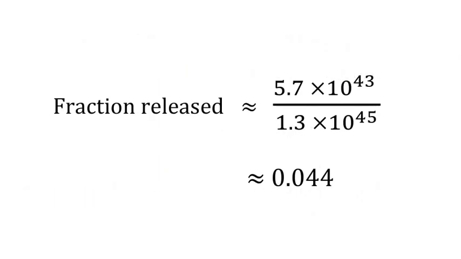So now we can do a really simple calculation and say, of all the energy that's potentially available to a star to be liberated through nuclear burning, what fraction has it actually managed to do that with? The answer is the ratio of those two numbers I've just calculated. It's 5.7 times 10 to the 43 divided by 1.3 times 10 to the 45, which comes out as about 0.044, 4 or 5%.